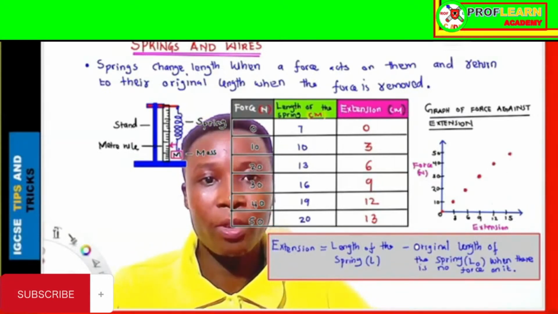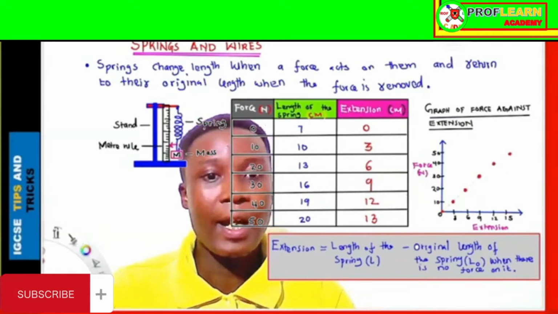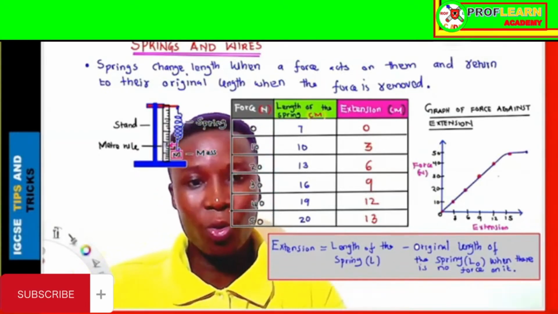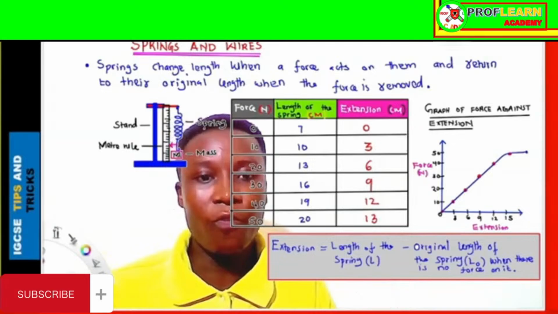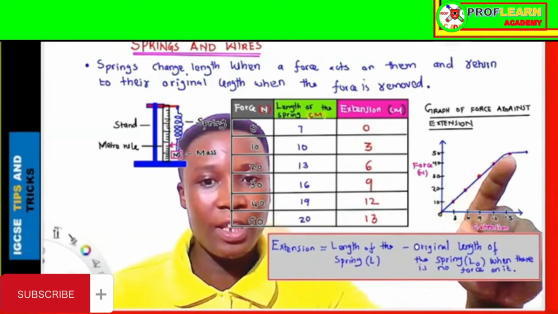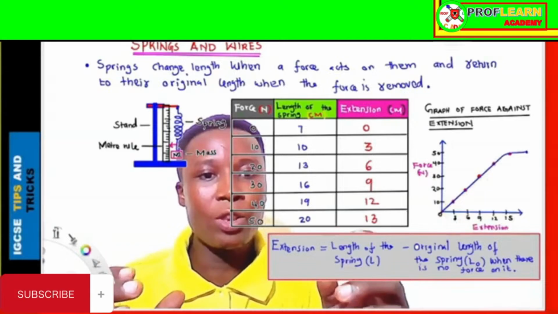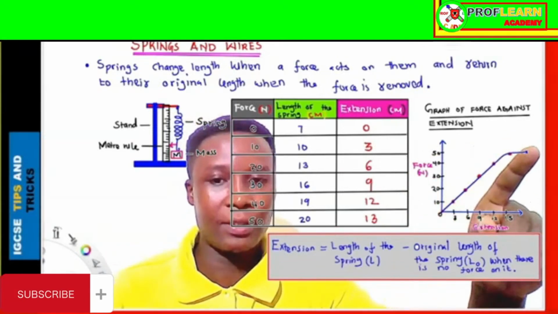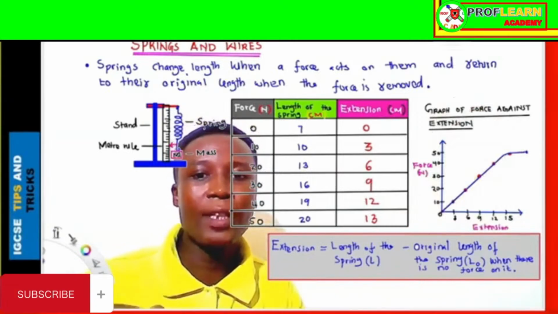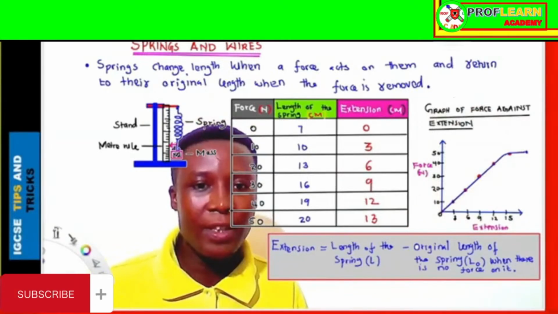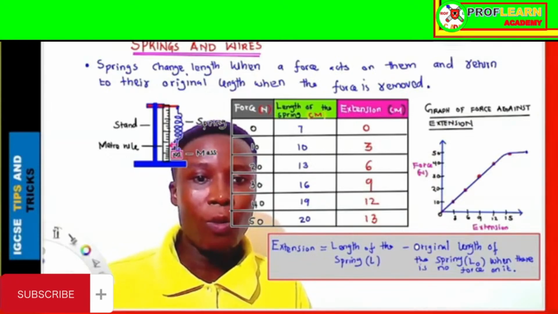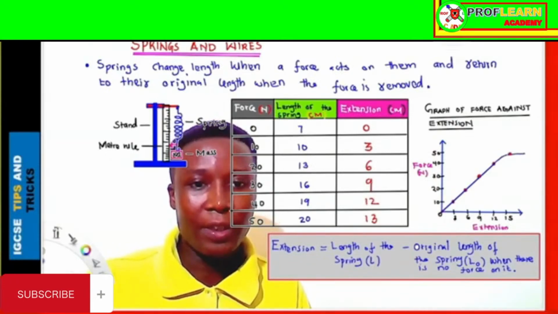After plotting all the points, we join them, and from there we can study how the graph looks. When you are talking of a spring, you realize that it's going to be a straight line within a given region. Then it will reach a point where it's going to bend. By studying this graph that we have obtained here, we can tell whether the material we used in this experiment obeys Hooke's law or not. So we have different regions here.